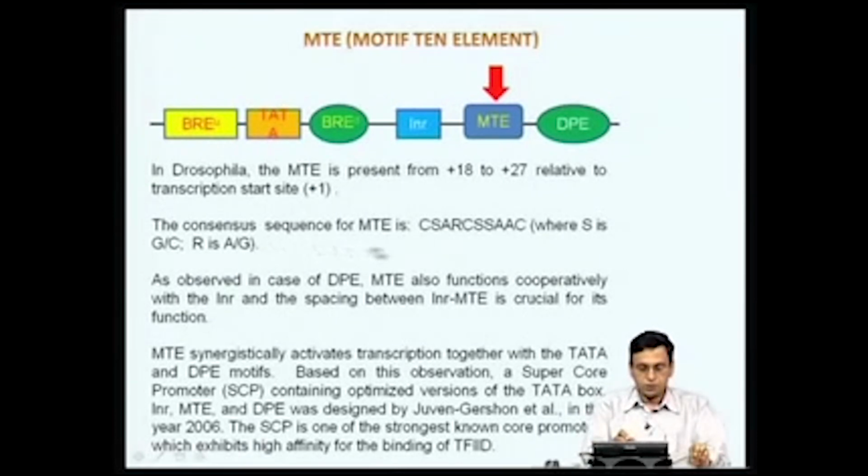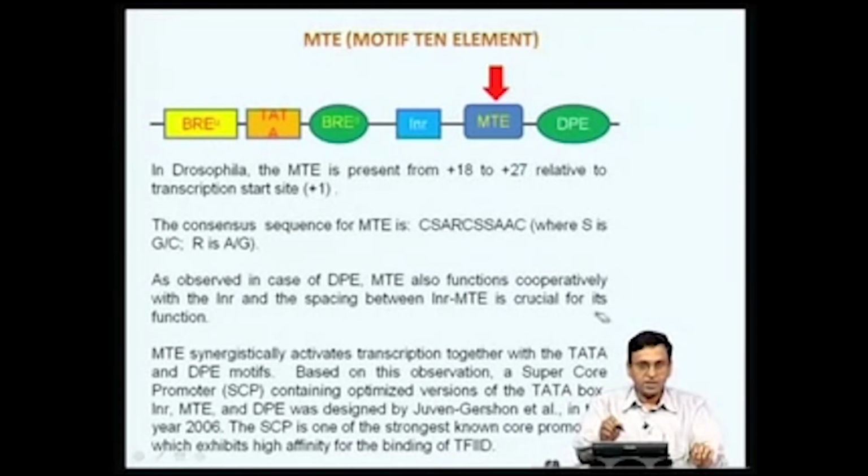So, the consensus sequence for MTE is shown here, where S means it can be either G or C, and R is a purine, it can be either A or G, as per the IUPAC nucleotide codes. Now, as observed in the case of DPE, the MTE also functions cooperatively with the initiator, and again the spacing between initiator and MTE is crucial for its function.